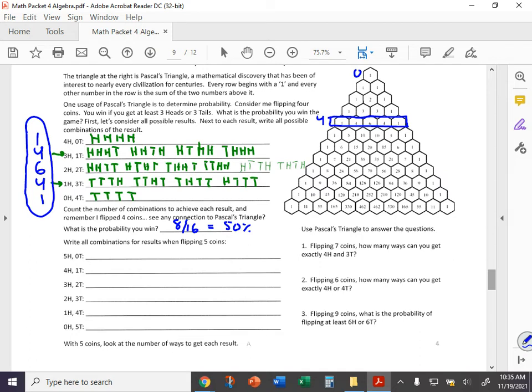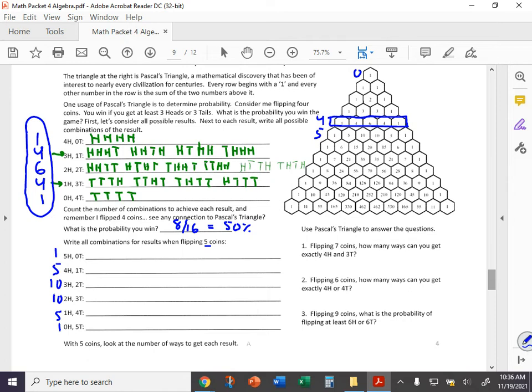So for the next one, all combinations for results when flipping 5 coins, how many of each combination are we going to have? Well, if we're flipping 5 coins, we can look at row 5, and you'll have 1 combination for 5 heads and 0 tails, 5 here, 10, 10, 5, and 1 again.